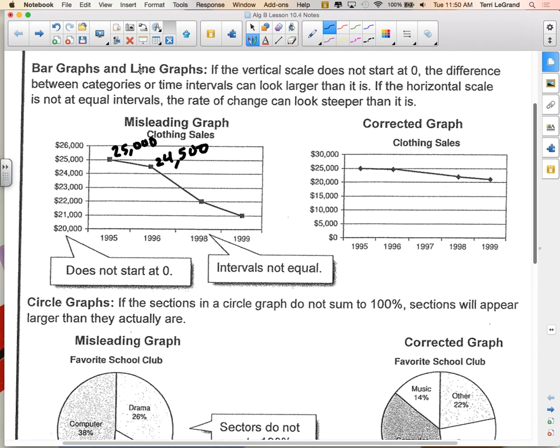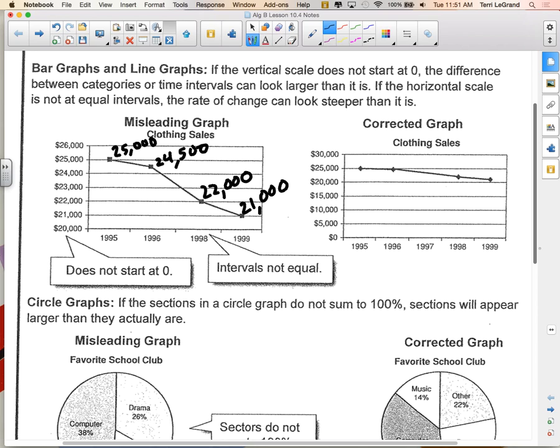So we've identified that the first point on that one shows $25,000 worth of sales. The second point shows $24,500 worth of sales. The next one shows how much? $22,000 worth of sales. And the last one shows $21,000. Okay, so in the first year, it only went down how much? $500.